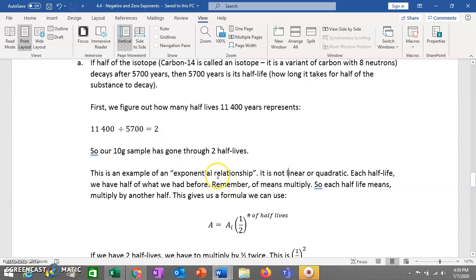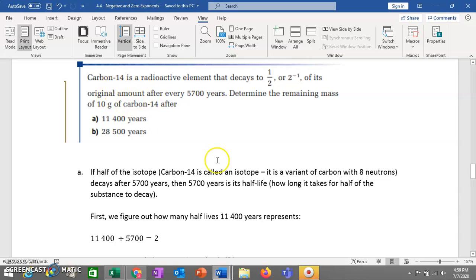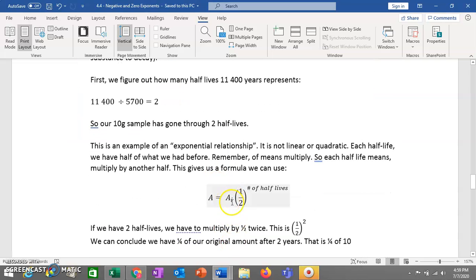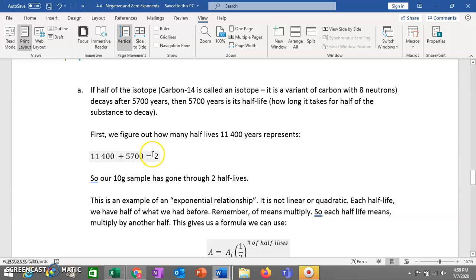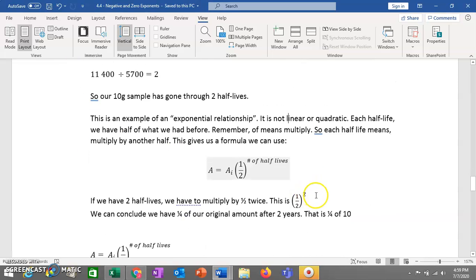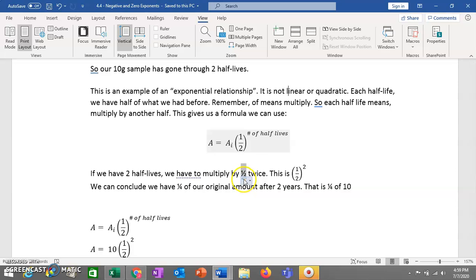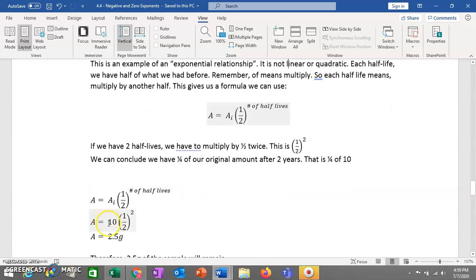So, what we said is you have 10 grams of carbon to start with, so that's your initial here, and you're going through 2 half-lives. So you calculate how many half-lives by dividing the number of years by how long the half-life is. So we have 2 of them in total. So what that means is that we can now plug in our numbers. So we have 10 here, and then the exponent 2 there, and we get our answer.